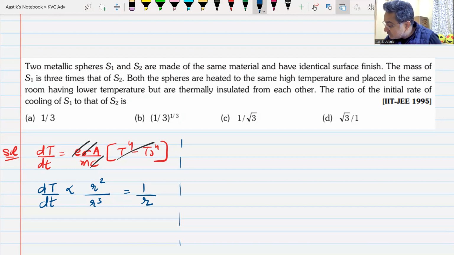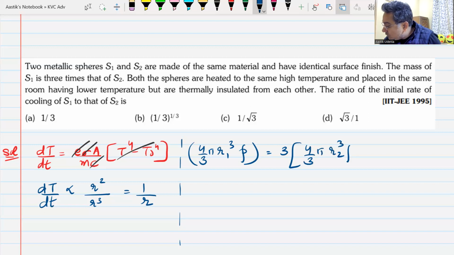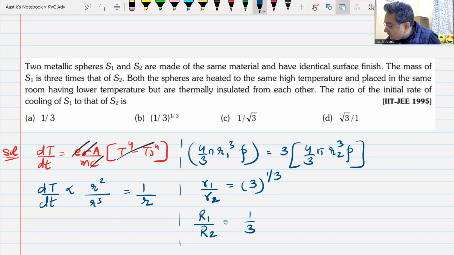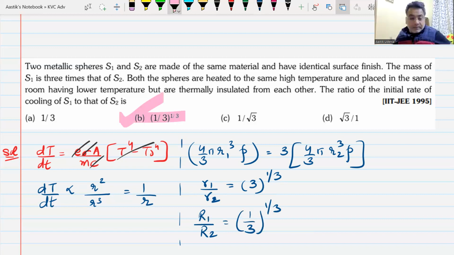Mass of S1 is 3 times. So 4 by 3 pi r1 cube into rho is equal to 3 times 4 by 3 pi r2 cube into rho. From here I can find out the ratio of r1 by r2. r1 by r2 will be 3 raised to the power 1 by 3. So rate of cooling of 1 divided by rate of cooling of 2 will be 1 by 3 raised to the power of 1 by 3. So that is the answer that we were looking at.